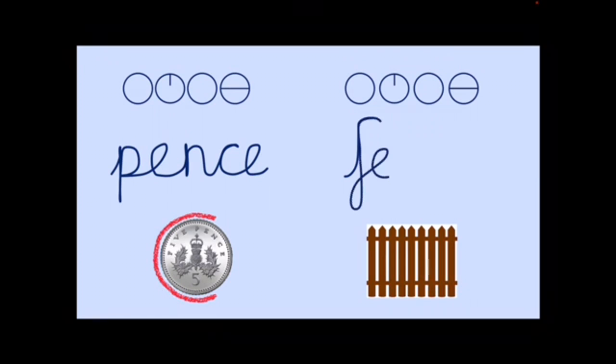E is E. N is N. S is C, E. We need that E to tell us to say S. You could make it into a wee story. I found 5 pence by the fence. And that would remind you. Here is another scent.